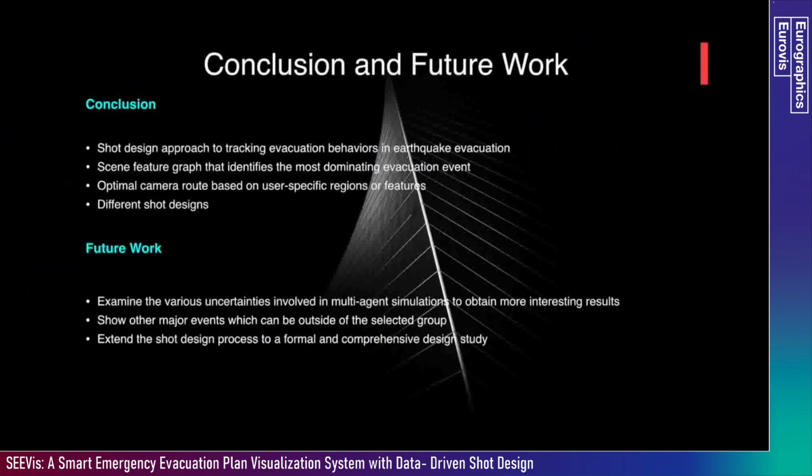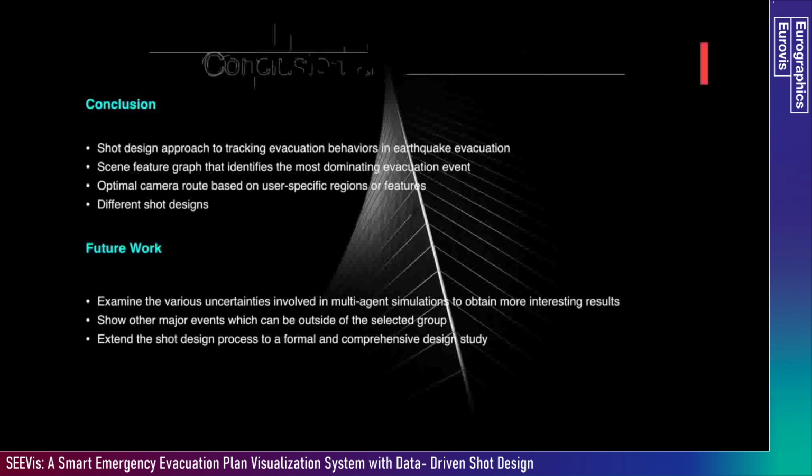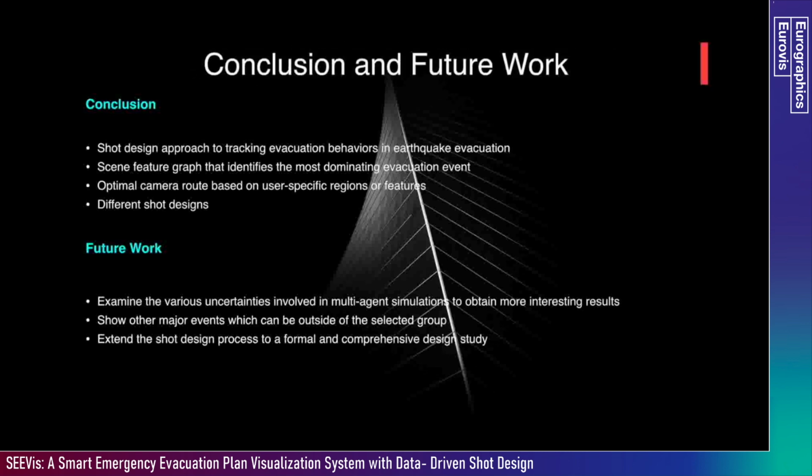To conclude our work, we propose a shot design approach to tracking evacuation behaviors in earthquake evacuation. To be specific, we built a scene feature graph that identifies the most dominating evacuation events and calculates the optimal camera route based on user-specific regions or features. We also leverage different shot designs to represent different events along the path.